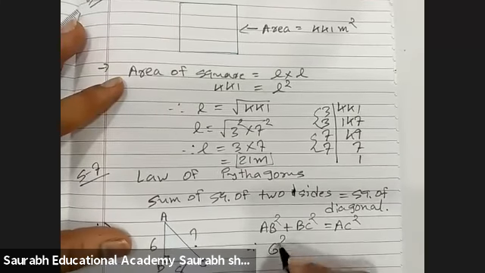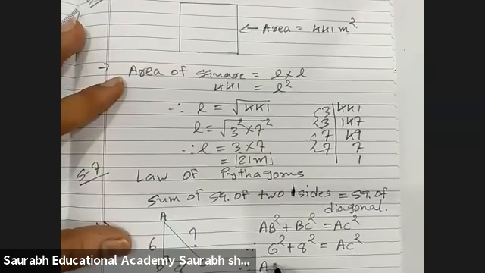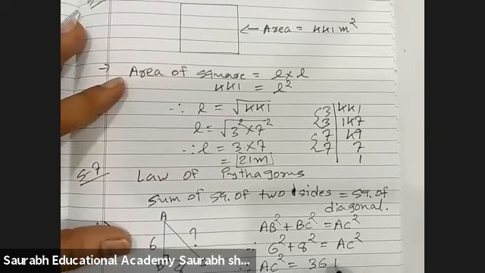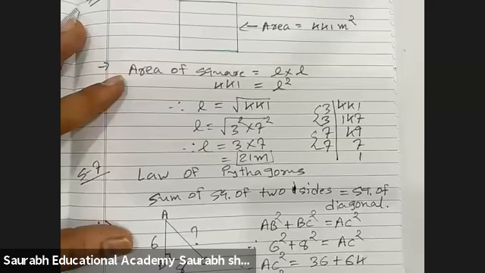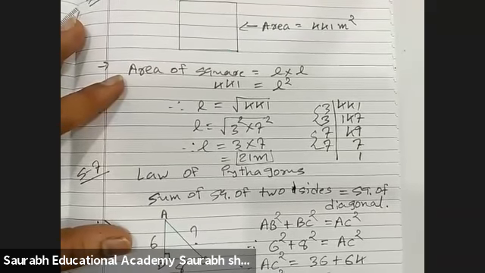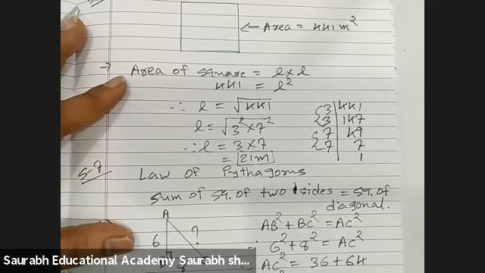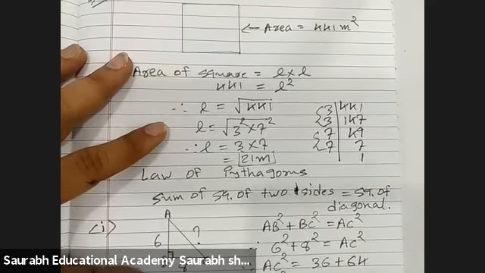So let's use it. 6 square plus 8 square is equal to AC square. Now see, 6 square is 36, 8 square is 64. So AC square is 100. If we take the root, 100 is 10 square. Therefore, AC is equal to 10 centimeters. Clear, everyone? Yes, sir.